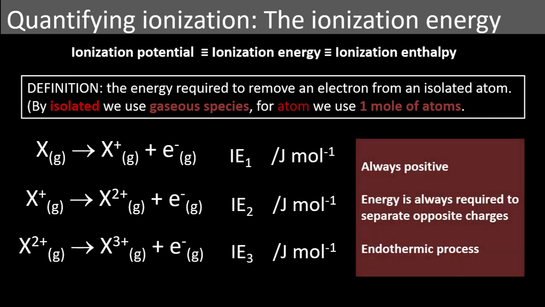What I can say is that the process always requires energy. If you are physically separating opposite charges, a cation and an electron, you need to put energy in. So we would call this an endothermic process. Broadly speaking, each successive removal of an electron becomes harder because the cation charge becomes greater. In general, each successive removal of an electron costs about twice the value of the previous one.